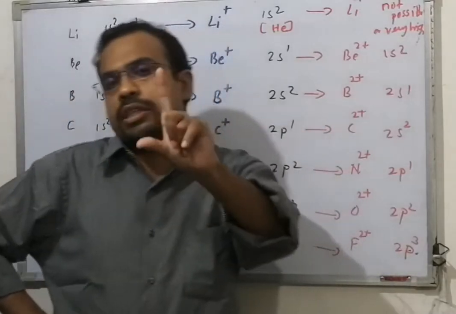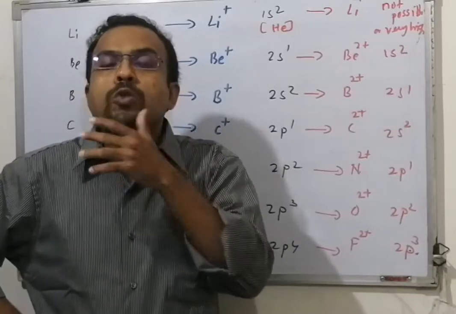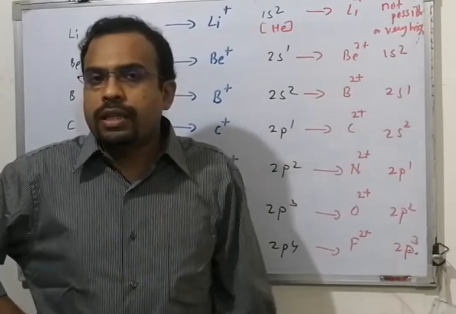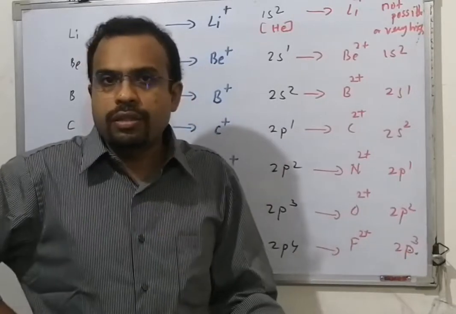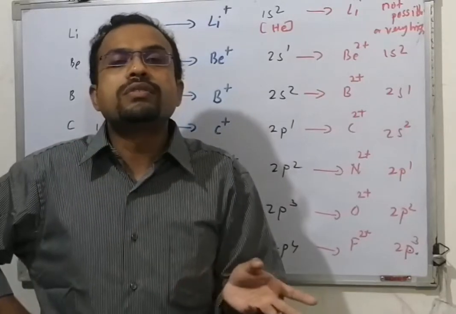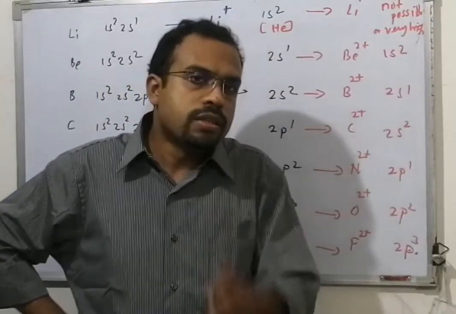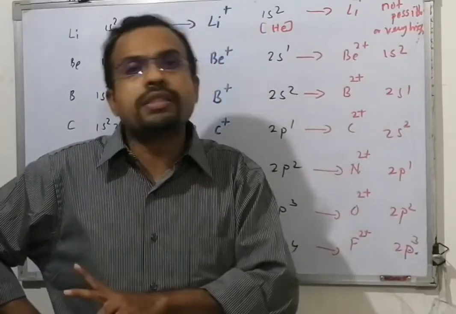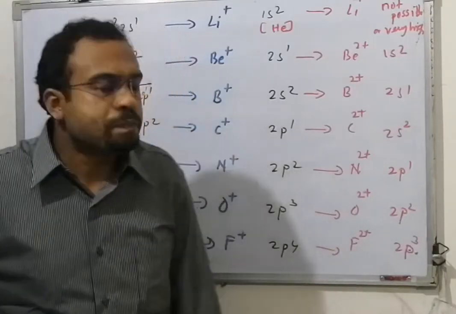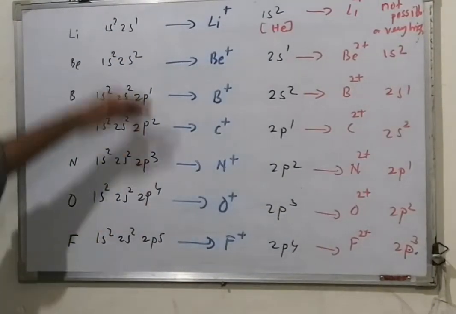Suppose your first ionization energy is 300. The second ionization energy is 2000 or 1500. Then 300, 1500. Imagine 300, 1500. 1500 is 5 times greater than 300. It means after the first ionization, it has attained noble gas configuration. Yes. Now, these are the configurations.